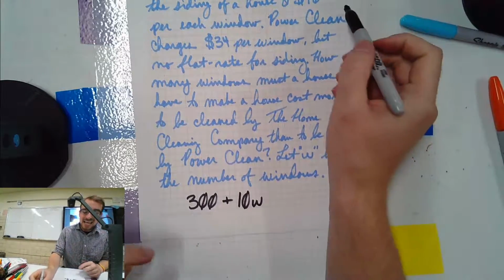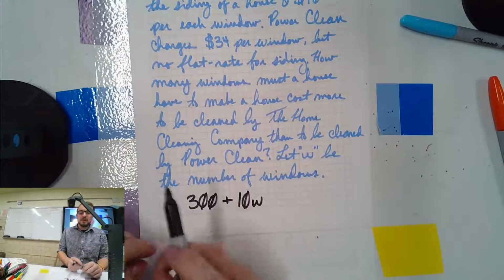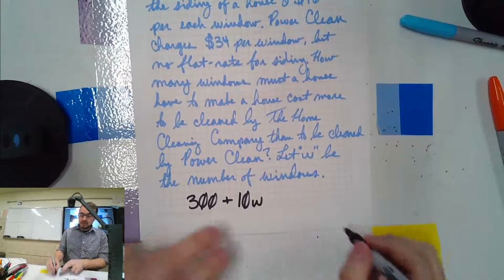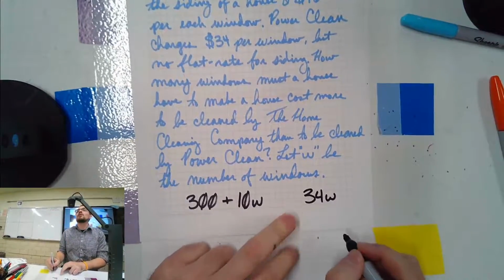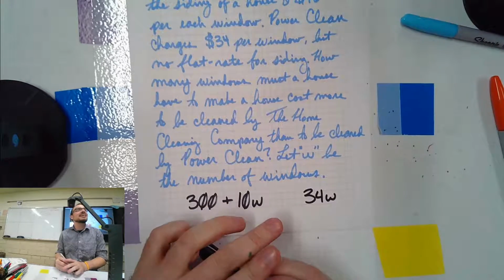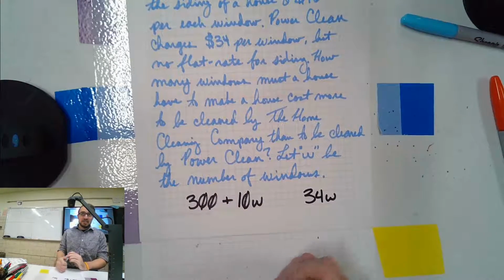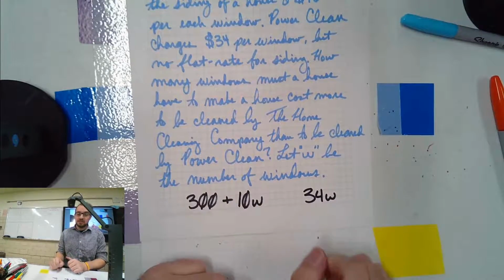All right. They say that Power Clean charges $34 per window, but no flat rate. So they just charge $34 per window. So if I have no windows, I get it for free. Now, luckily, no houses have no windows. Otherwise, I could get a lot of good deals here.